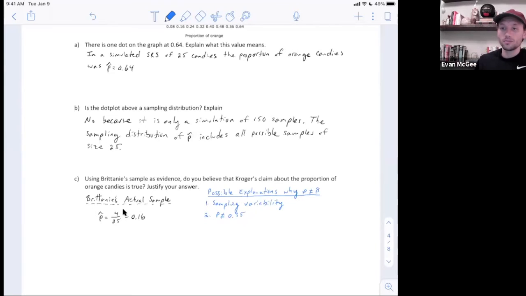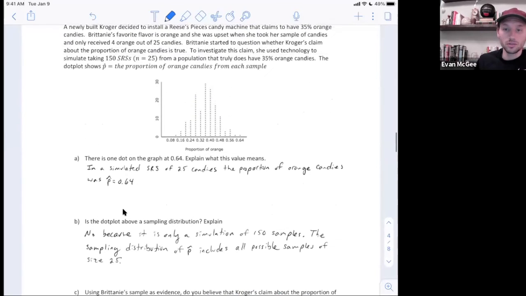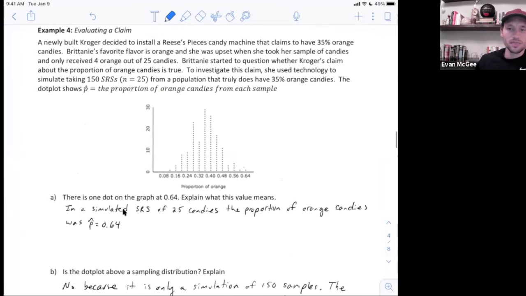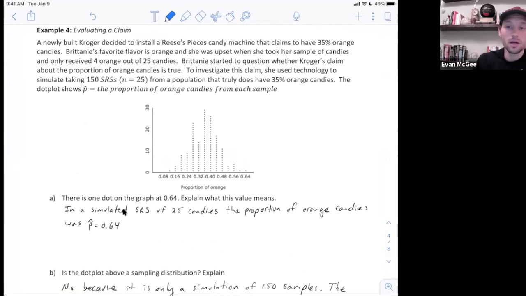So the only way we can make inference or we can make a conclusion about this is by looking at the simulation they did. So this simulation right here, they did a simulation from a population that had 35%. We know that all of these 150 samples came from a population that had 35% orange candies. So what we have to ask ourselves is, how often did a sample of 16% or more extreme occur?